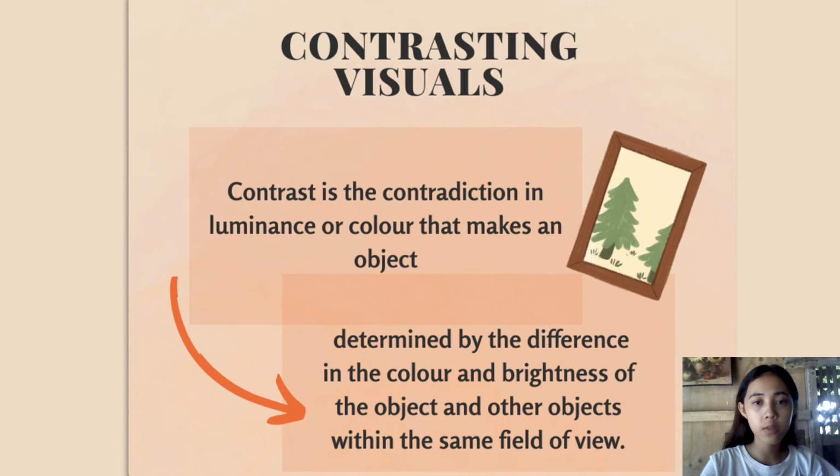Okay, so now let's go deeper into the contrasting visuals, or the contrast of an image or photograph. Aside from my introduction in the previous slides about contrast, let's go deeper into visual contrast. So we know that contrast is the contradiction in luminance or color that makes an object distinguishable, and it is determined by the difference in the color and brightness of the object and other objects within the same field of view. It is what creates the textures, highlights, shadows, colors, and clarity in a photograph, right?